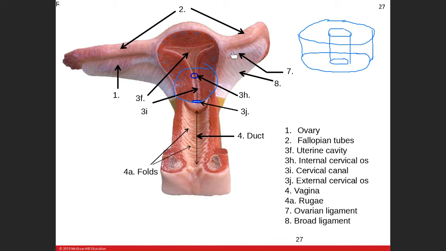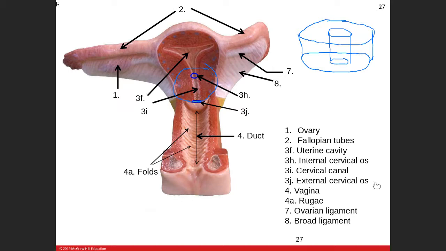All right, broad ligament, ovarian ligament. Here you can see the vagina with these folds here. We refer to those as rugae. That hasn't changed. I think that's everything. And then the fallopian tubes and the ovary there.